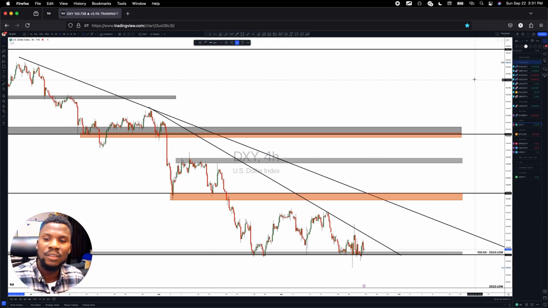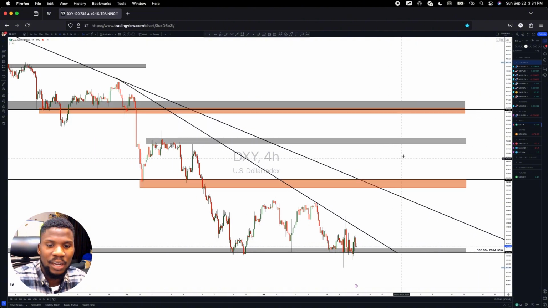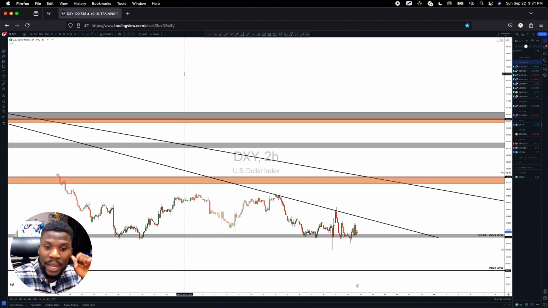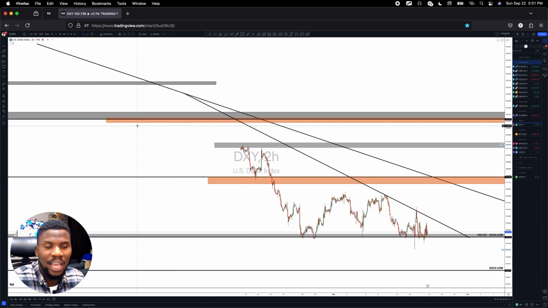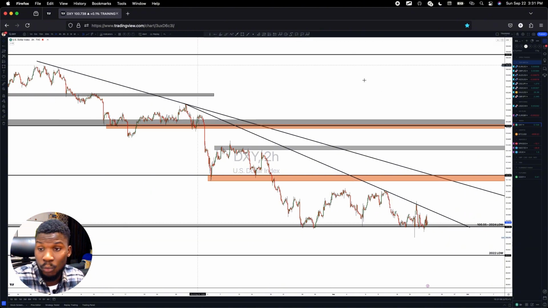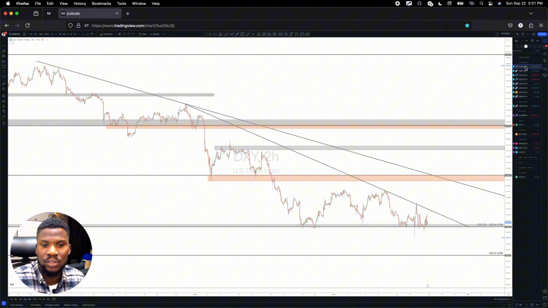So now, talking about the currency pairs, I'm going to take the chart to 2 hours because it's quite close to my main time frame analysis, which is 4 hours and 8 hours, and then my entry time frame, which is the 1 hour time frame. So I'm going to stick to the 2 hour.